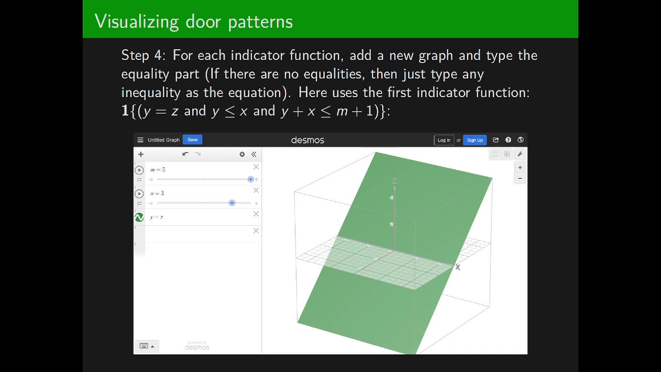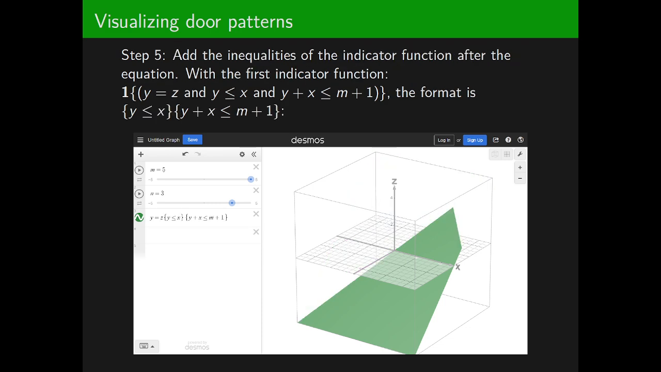For each indicator function, we add a new graph, or I should say a new equation, and type the equality part first. If there are no equalities, then just type any inequality as the equation. I'll use the first indicator function first. So y equals z, and y, let's say, equals x, and y plus x, let's say, equals m plus 1. What is the equality part? It's y equals z. So I type y equals z in here, and it looks something like this.